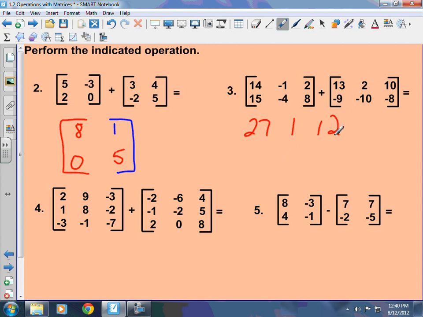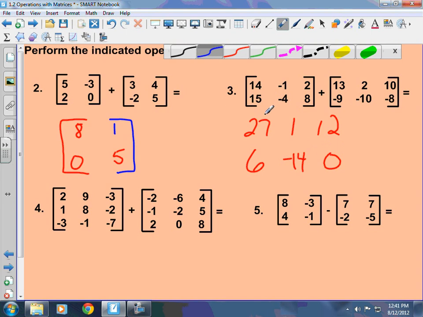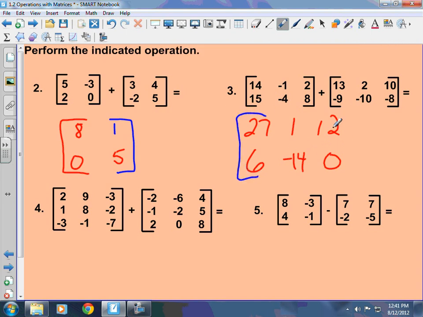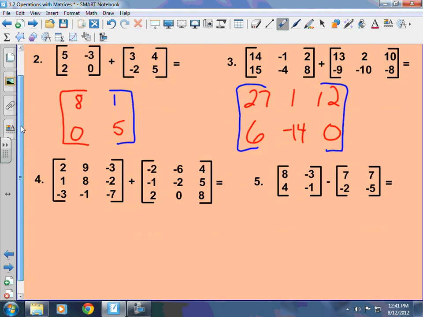2 plus 10 is 12. 15 plus negative 9. That's 15 minus 9. That is 6. Negative 4 plus negative 10 is negative 14. 8 plus negative 8 is 0. Now, if you were to write this on your test, or in your homework, I would mark it wrong, because it does not have the brackets. Your matrix must have the brackets.